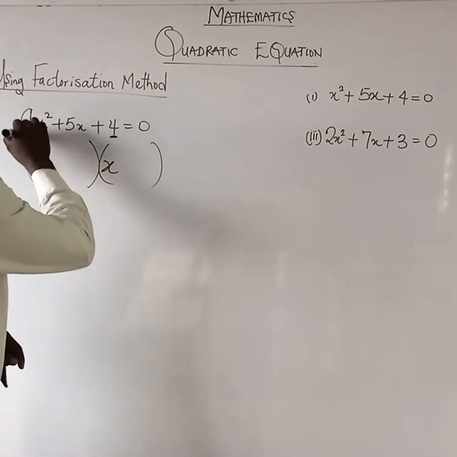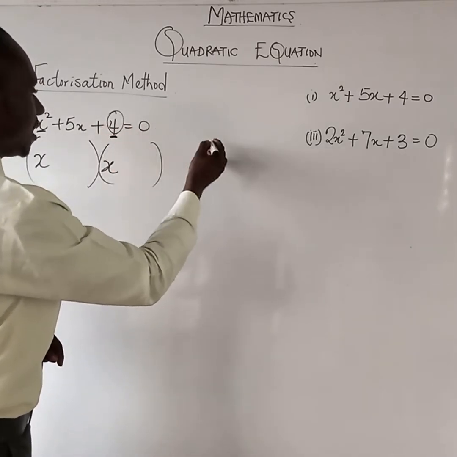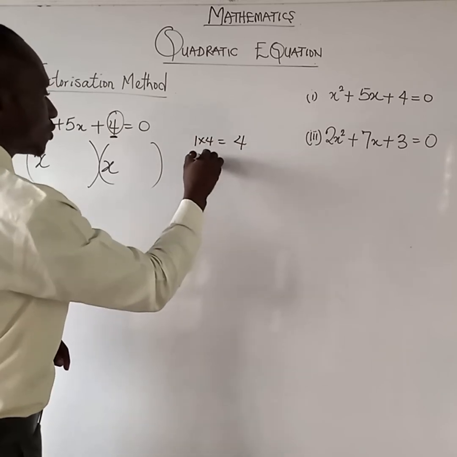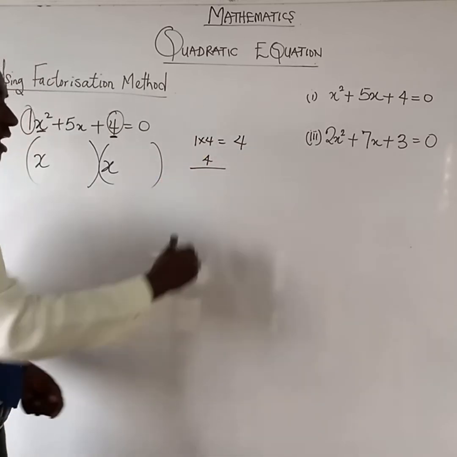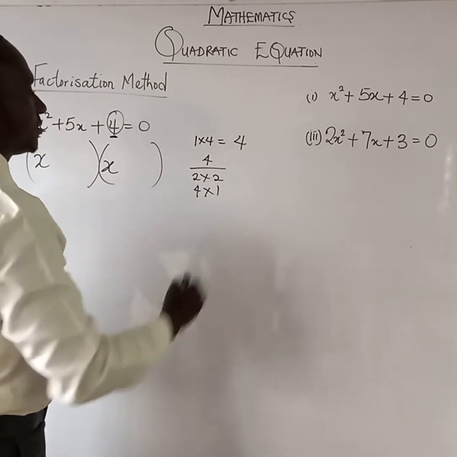So I will pick my 1 and 4 to get the constant. That is 1 times 4. That gives us what? 4. So I'll work with 4. Factors of 4 are 2 times 2 and 4 times 1.